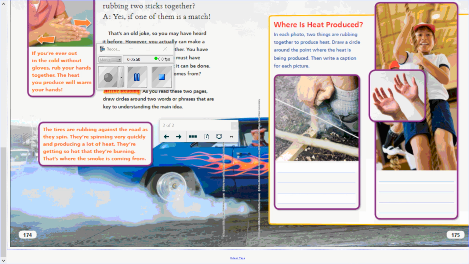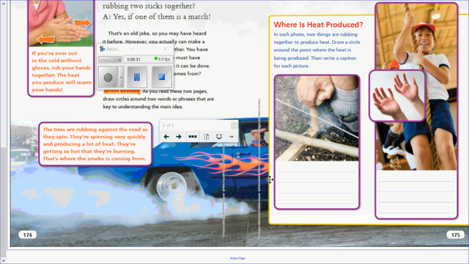I'll just read. It says when two things rub against each other, there is friction where they touch. Friction produces heat. The faster and harder the two things rub, the more heat is produced. Where is heat produced? In each photo, two things are rubbing together to produce heat. Draw a circle around the point where the heat is being produced, then write a caption for each picture. So that's what I want you guys to do today. You're going to do the question on the previous page, and then you're going to write a caption for each picture talking about where the heat is coming from.